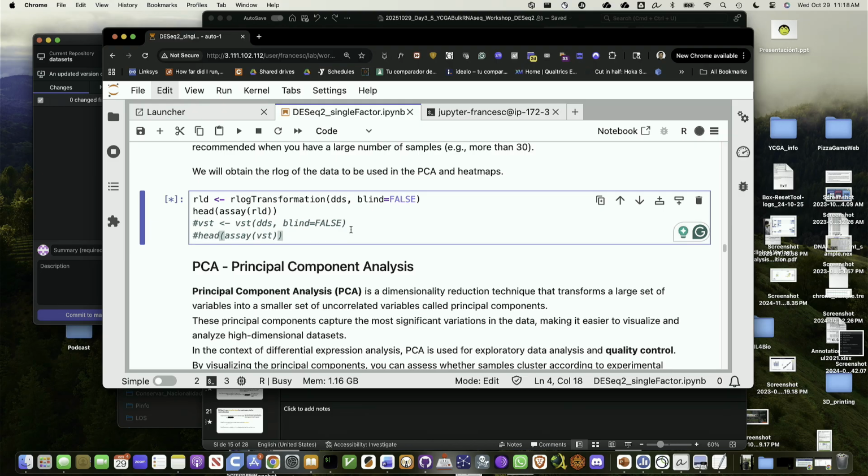The transformed data is not used for analysis. The analysis is already done. We already did all the analysis.